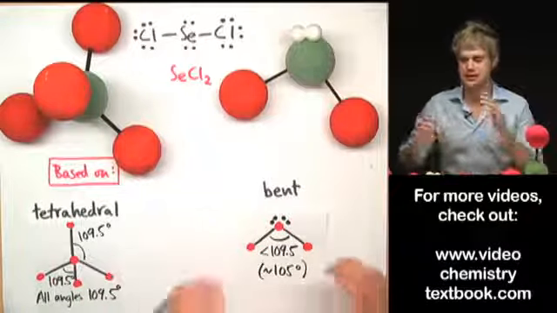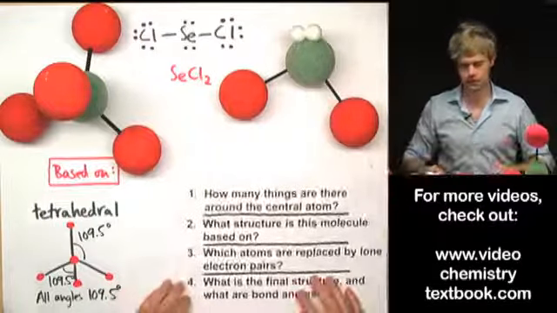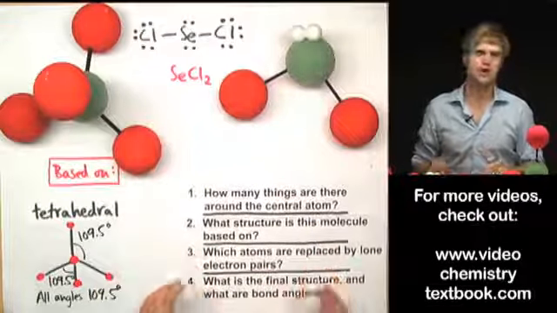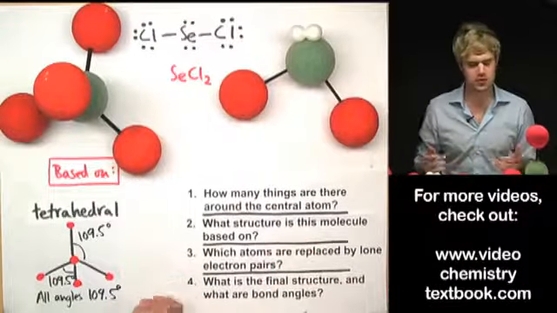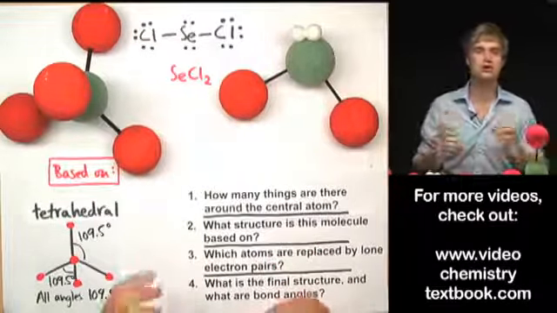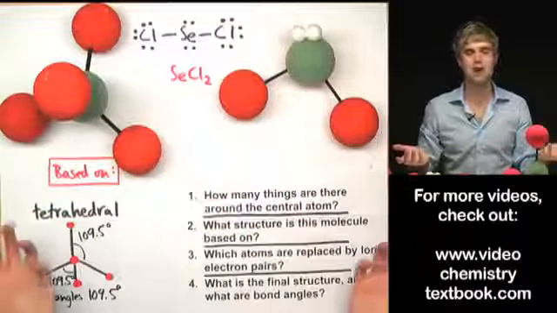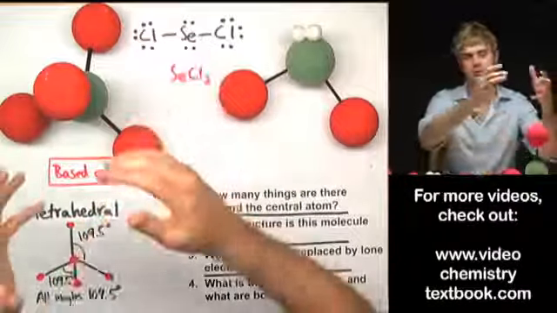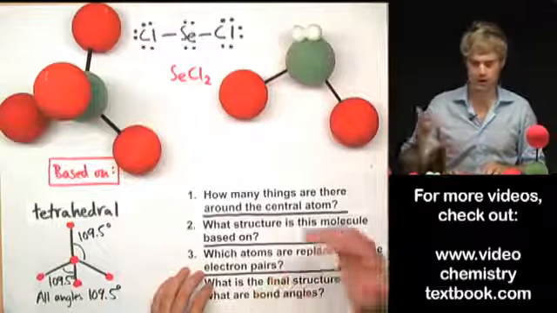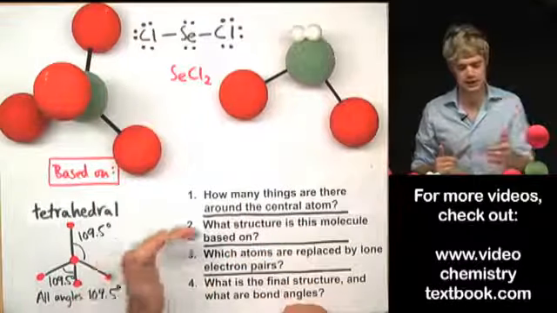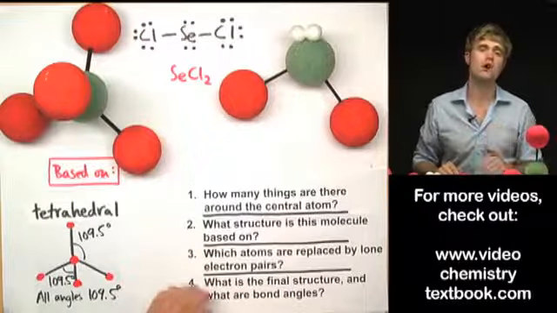Anyway, these steps that I keep talking about are the ones you always want to go through every time you're looking at a Lewis structure and figuring out what the VSEPR shape is. Once you get the hang of it, it's really not that hard. You think about the structure that the molecule is based on, and then you just figure out how many of the atoms are not there, how many of the atoms have been replaced by lone electron pairs, and that will tell you what the final structure is. So keep practicing this, keep these steps in mind until it's just second nature and you won't have any trouble at all with these problems. Good luck.